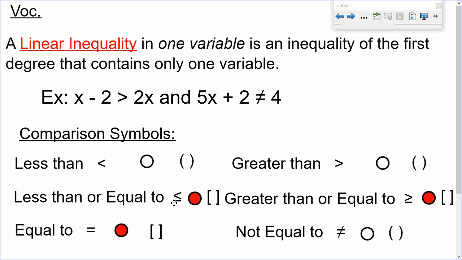Less than or equal to, there's your symbol. When you use less than or equal to, you are including the number, and these brackets indicate that you are including the number as well. Greater than or equal to, here's your symbol, including the number. Notice it's a colored in circle, and it is using these two brackets. The equal to symbol, you use the colored in circle because you are including the number, and the brackets again as well.